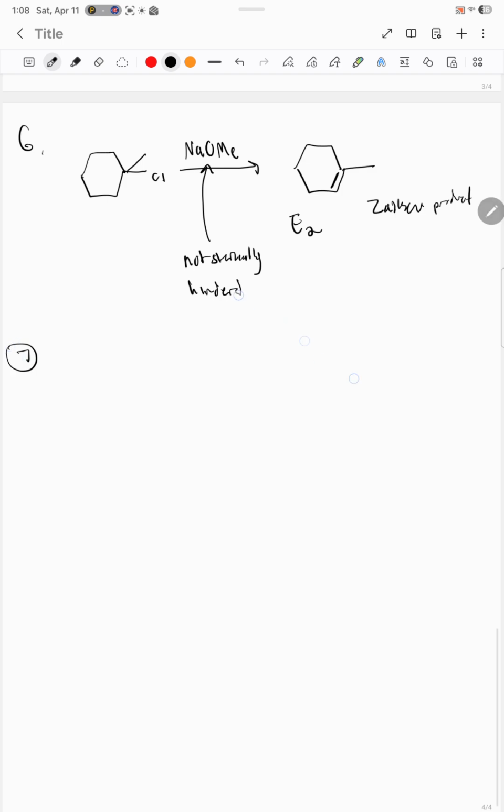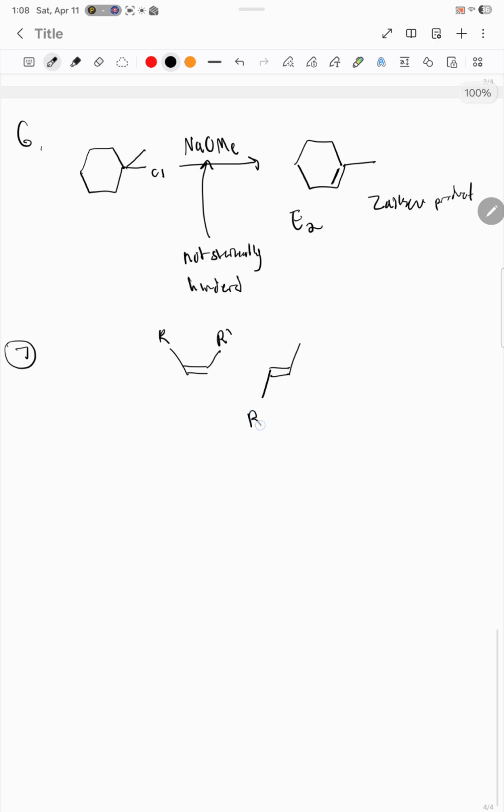Seven. How does stereochemistry affect selectivity of elimination reactions? So stereochemistry affect, what do I mean by that? Stereochemistry just simply means whenever a reaction occurs, it could be cis or it could be trans. R prime just means it's not the same alkyl group as the alternative. This is cis and this is trans.